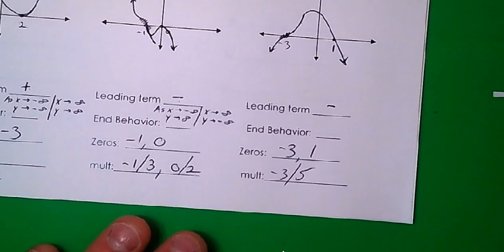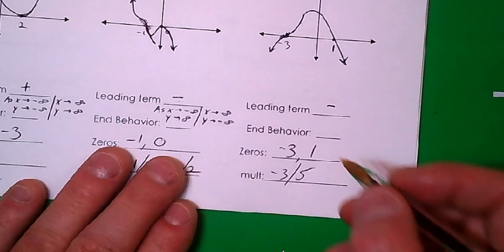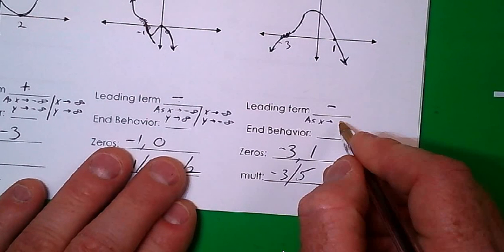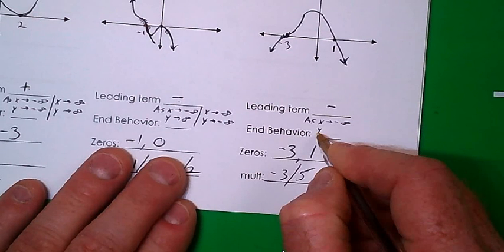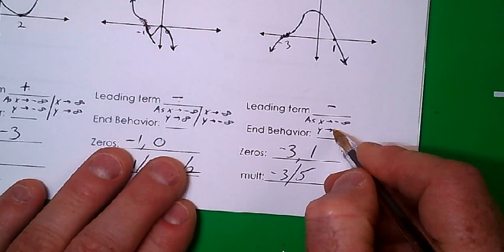End behavior: as x approaches negative infinity, what does y approach? Negative infinity. And as x approaches positive infinity, y approaches negative infinity.